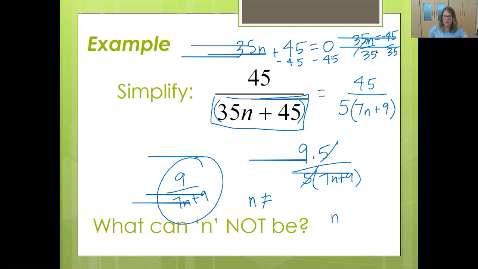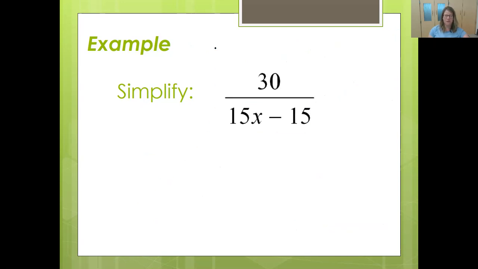The 35s would cancel, right? n equals negative 45 over 35. And then I could reduce that fraction to negative 9/7. So n cannot be negative 9/7, because negative 9/7 would give me a denominator of 0. Okay. So always just take the entire denominator and set it equal to 0 and solve for n in order to find that excluded value. And sometimes there can be more than one excluded value. We'll see some of those examples in a moment.